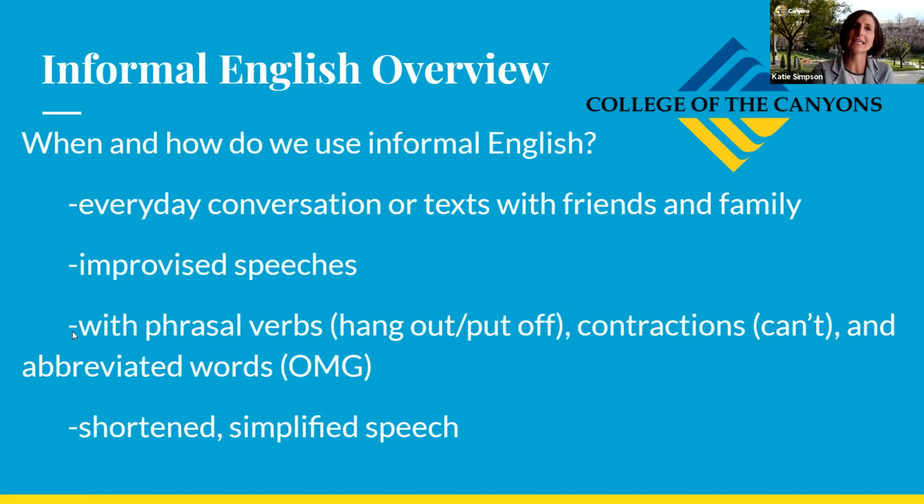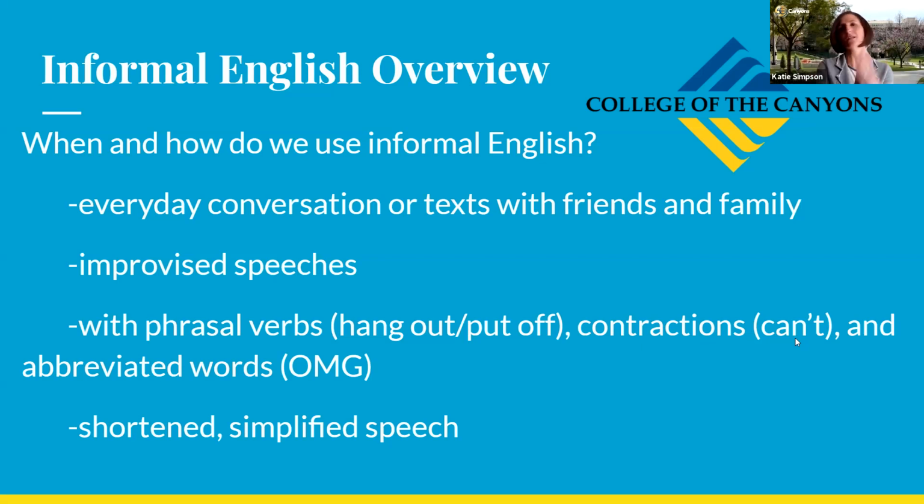First, we're going to look at informal English. When and how do we use informal English? Well, we use it in everyday conversations, maybe text messages with friends or family. If you have an improvised speech, something you haven't really prepared, you're just winging it and saying it from the top of your head. We also use it with phrasal verbs. Remember phrasal verbs, that fun grammar, words that have those two little verbs together, like hang out, put off, give up, break up. Those little words are difficult in English, but we actually use them a lot in informal English.